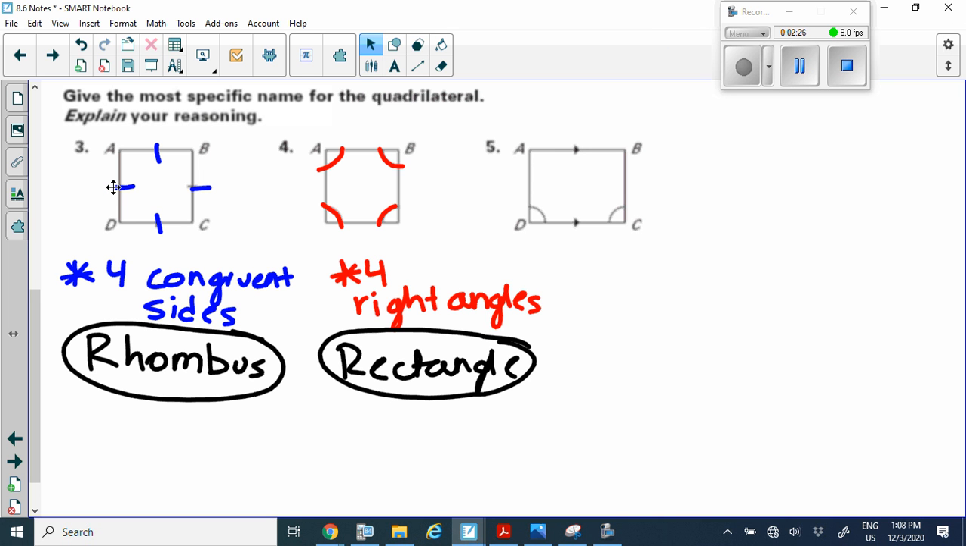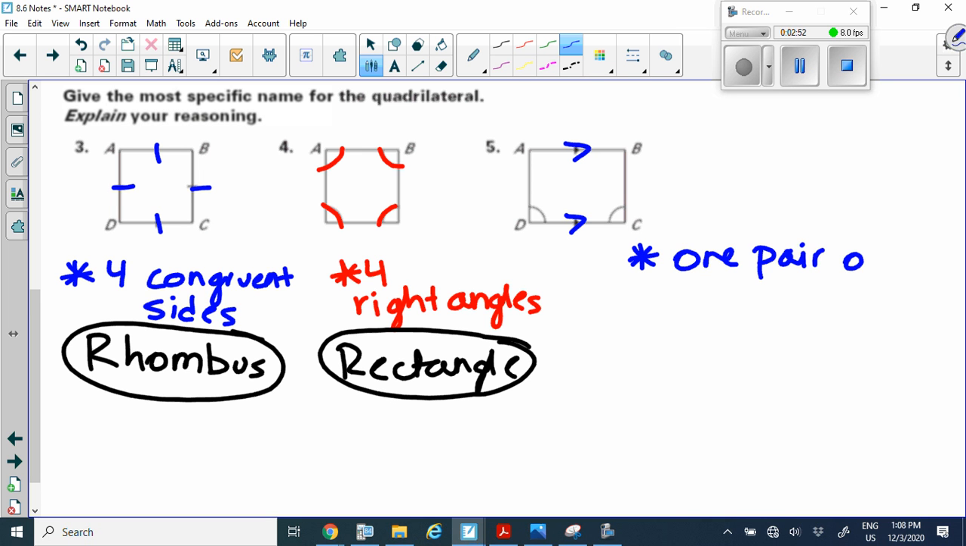Okay, now we're going to do 5 together. First of all, notice that the sides are parallel. So we have 1 pair of parallel sides. Now we could think of that as a parallelogram, but when we talk about 1 pair of opposite sides, it has to be both congruent and parallel. But we don't see anything about being congruent. So we have 1 pair of opposite sides that are parallel. Okay.